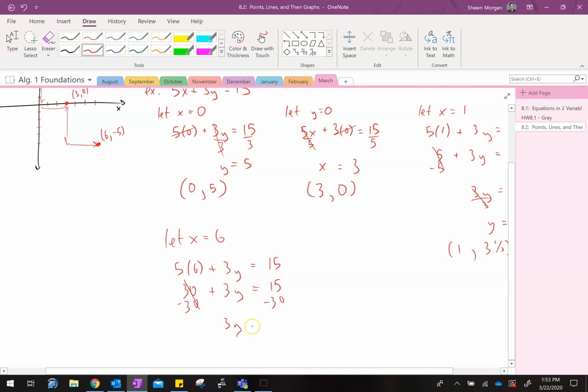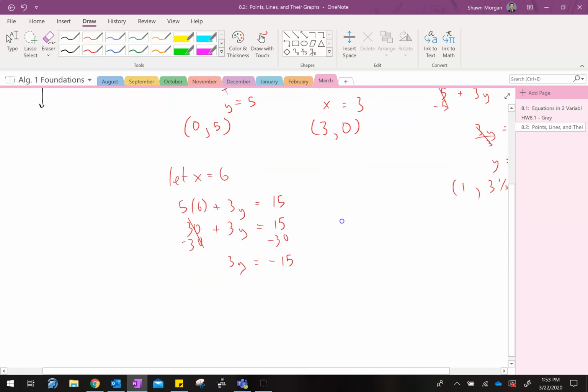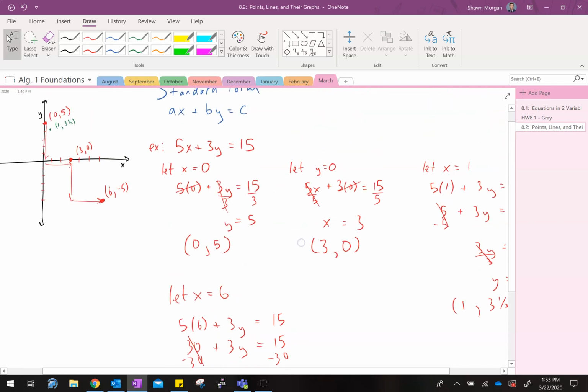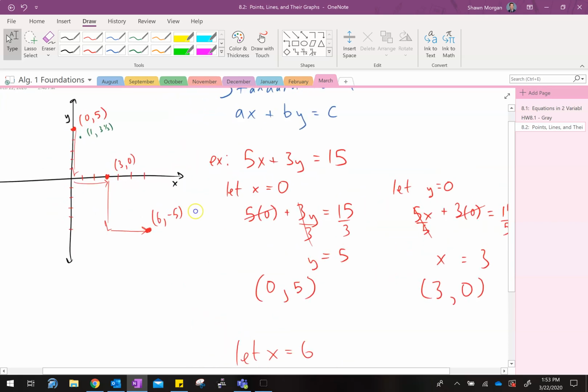So I've got 3y equals -15. And then divide by 3 on both sides. Divide by 3, divide by 3. And we're left with y equals -5. And again, that point of 6 comma -5 is a much nicer point than the one in green where I had to go in between the tick marks.